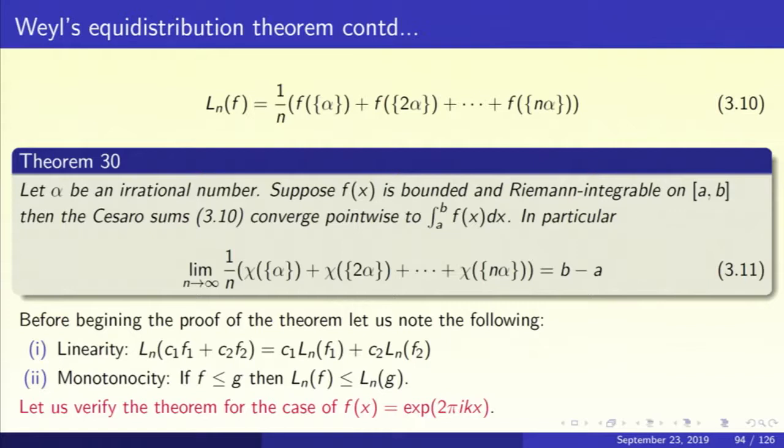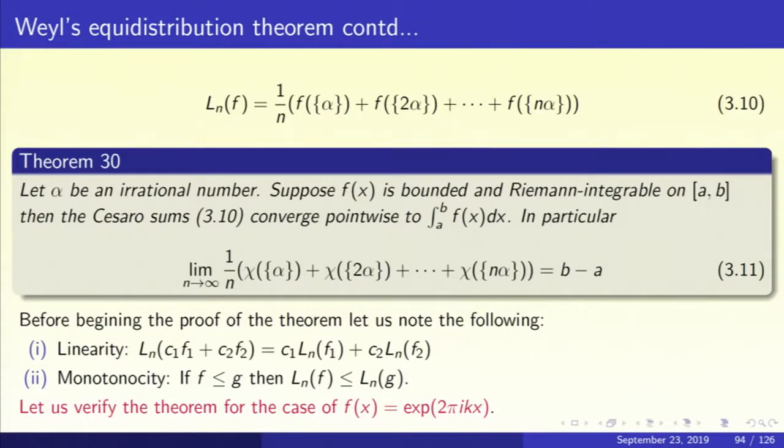Before getting into the proof of this, let us make two simple observations. The operator ln f is obviously linear. Ln of c1 f1 plus c2 f2 is c1 ln f1 plus c2 ln f2. Linearity is absolutely clear. The other thing is monotonicity. If f is less than or equal to g, then ln f is less than or equal to ln g. Okay, so these two are obvious from the definition 3.10.